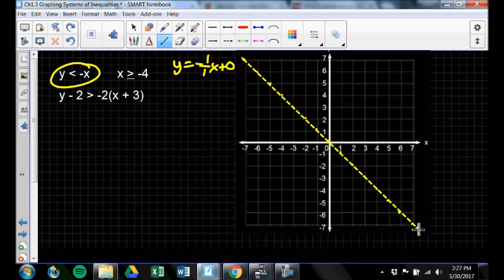Since the y is by itself, less than means shade below, but I can also plug in some point to check. Now, I can't plug in the point 0, 0, because the point 0, 0 is actually on the line. So I'll plug in some other point. Say I plug in the point 1, 1, this point here. Well, is 1 less than -1? It is not. 1 is not less than negative 1, so this point doesn't work, so I'm going to shade the other side.